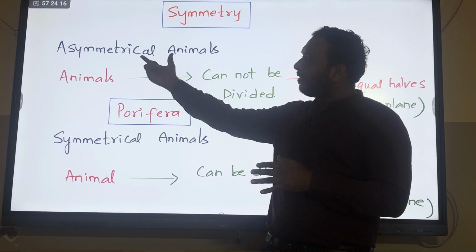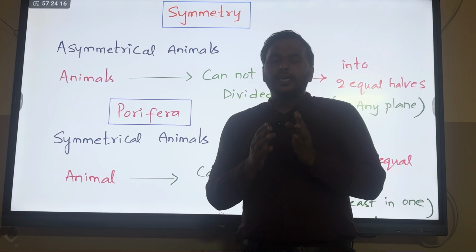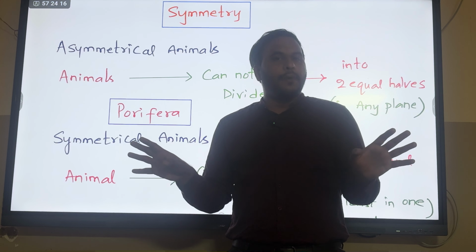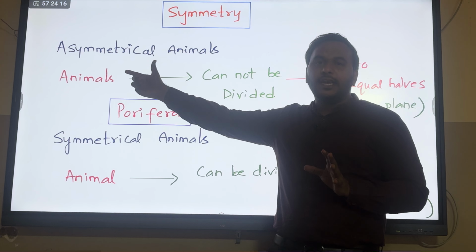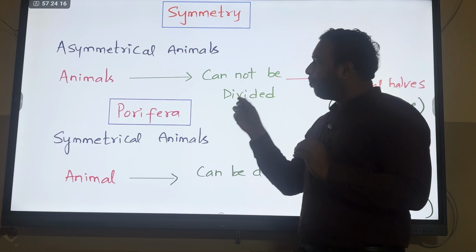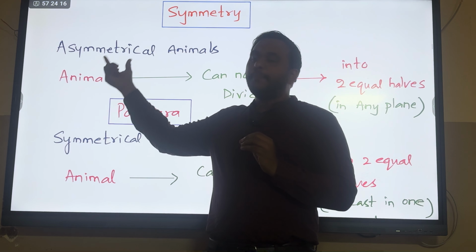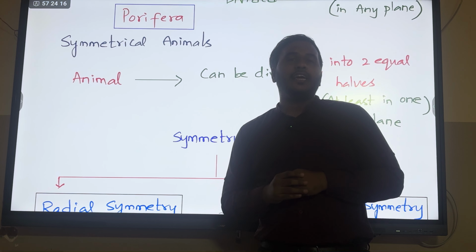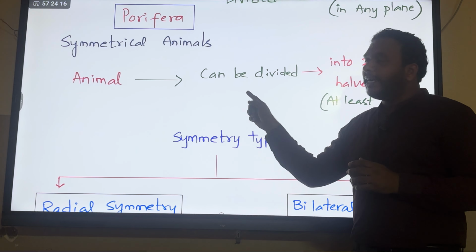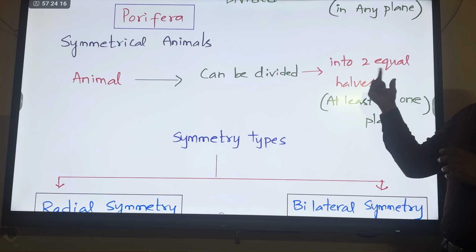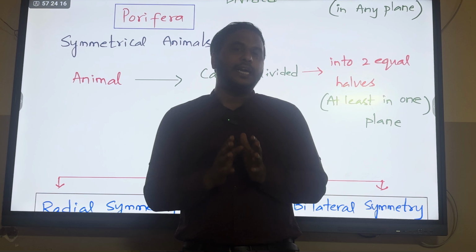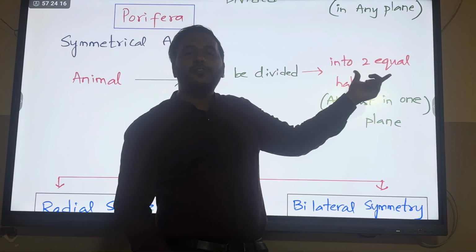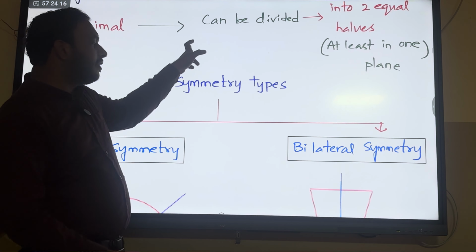First let us understand asymmetrical animals. That means if you take the animal, you cannot divide it into two equal halves in any plane. So these animals are called asymmetrical animals, and most of the animals of Porifera, you can take as an example, come under asymmetric animals. Next one, symmetrical animals. That means the animals can be divided at least in one plane into two equal halves. Even in one plane, at least in one plane, if the animal can be divided into two equal halves, then it is called symmetrical. So now there are two types of symmetry you can find.